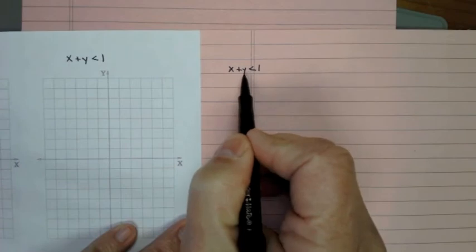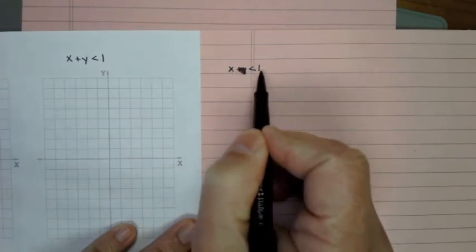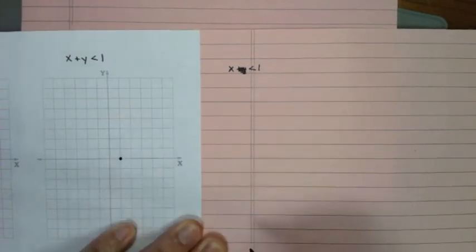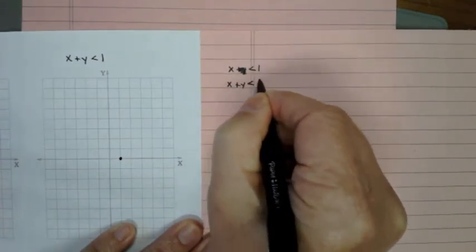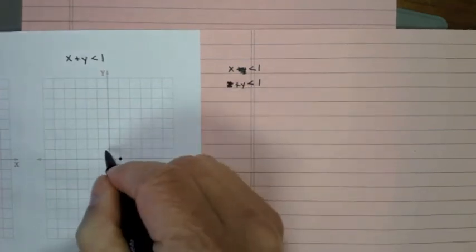Our next example, we're going to graph this inequality. First thing I need to determine is what form it's in. This is in standard form. When it's in standard form, I'm going to use the x and y intercepts. My x-intercept, remember, if I'm going to find the x-intercept, I don't need the y. Looks like my x-intercept is going to be 1. So on the x-axis, I put my first point at 1. My y-intercept, I don't need the x. Looks like my y-intercept is also 1.